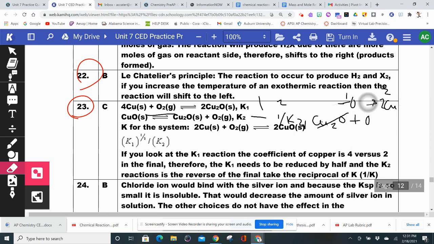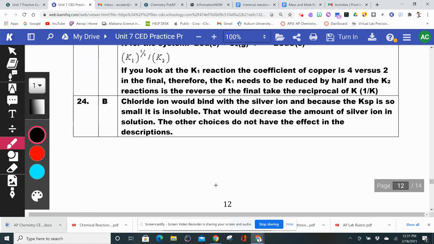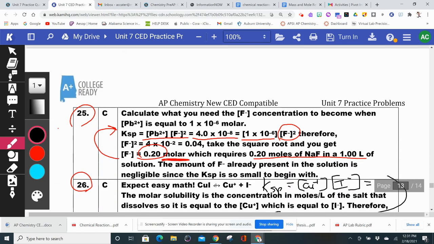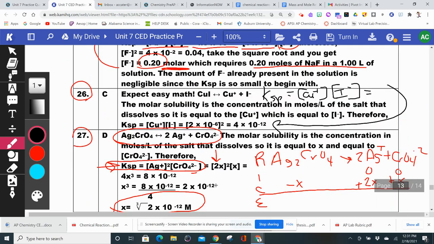So just know on those that you're going to have to wind up manipulating them. You may have to turn an equation around backwards, or double it, or take half of it, or reduce it by half or something like that to get the ending equation that you want. And then you'll just wind up combining those K's. And then we kind of talked about most everything else.